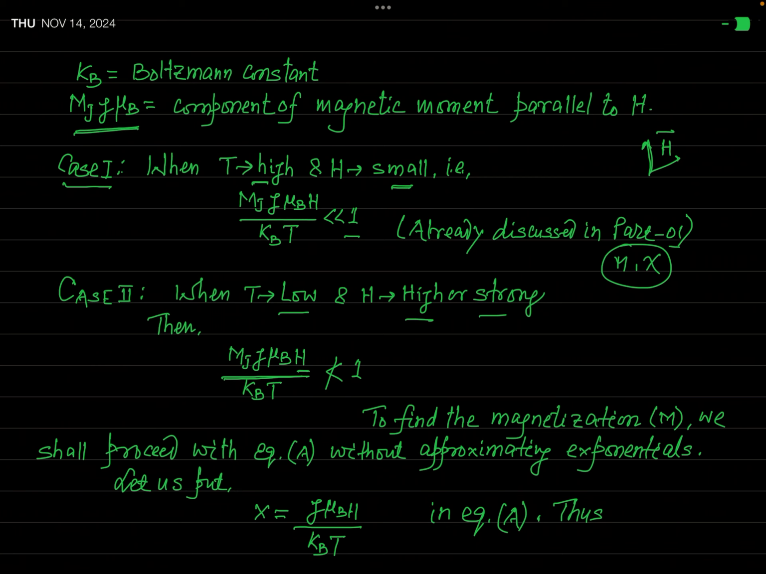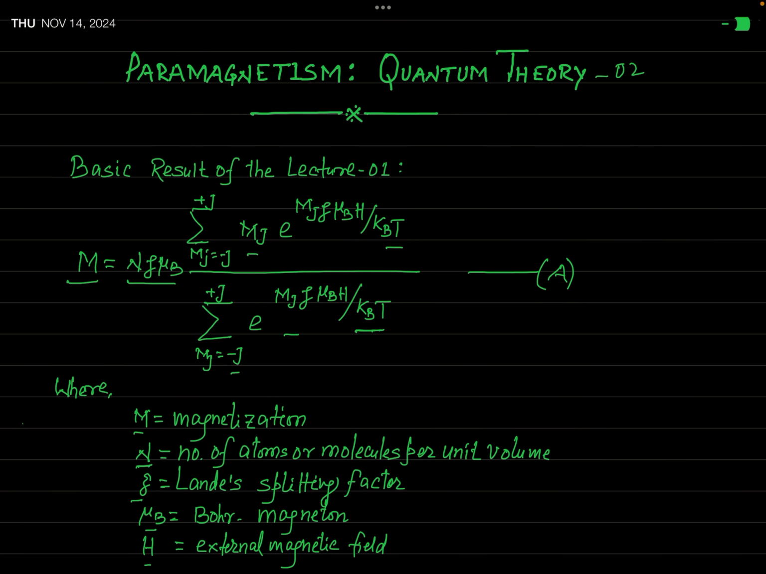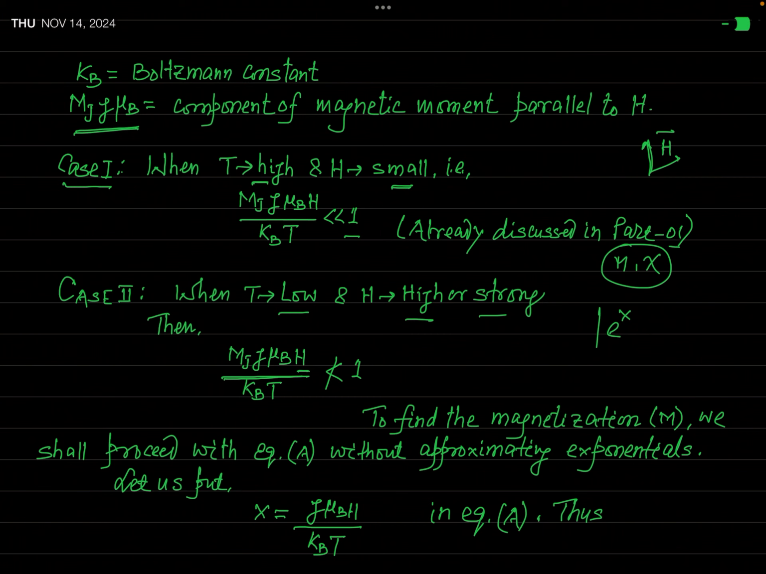Actually, in the first part of the lecture you have seen that we have expanded the exponential term e to the power, although that was not e to the power x. You can see there is e to the power mj g mu b h over kbt, and if you suppose that that is equal to x, then we have written that this e to the power x is equal to 1 plus x in first approximation, because in the first case we have seen that x is much less than 1. But can you expand this exponential factor in this series?